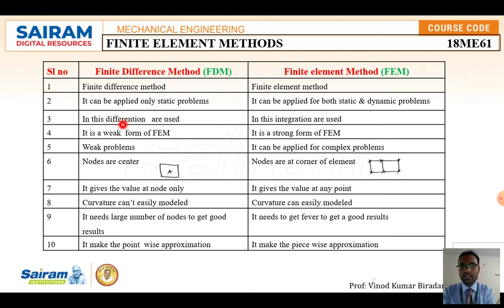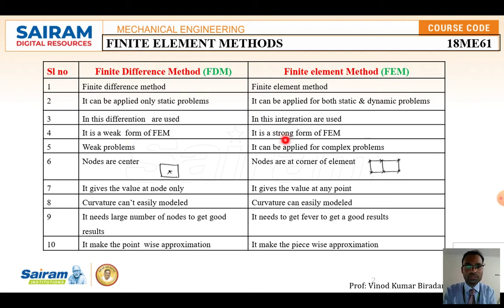The third one is that to solve a problem under FDM we are going to use only differentiation, but in FEM we are going to use integration as well as differentiation. So it is the weak form of FEM. Weak form means some problems are not possible to solve by FDM, hence we call them weak problems. Any type of problem, even with more than two loadings or a body composed of different materials, we are going to solve using the finite element method. That is the meaning of weak and strong.